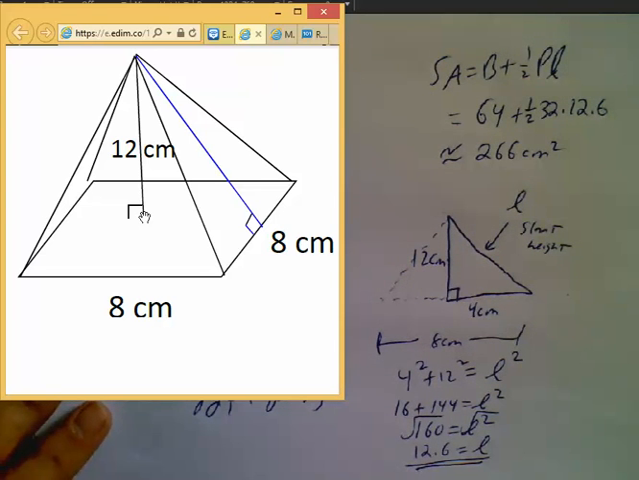Okay, so I think I'm going to stop the video here. We did 2 pretty good examples for pyramids. Let me know if you have any questions. I'll make another video with at least one example of a cone.